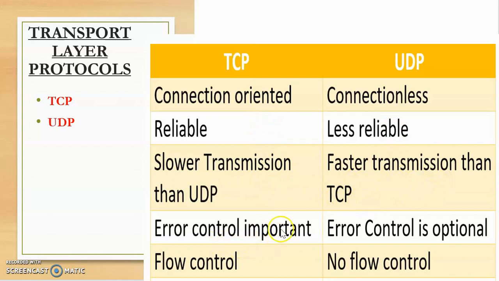Next, in TCP, error control has to be done, that is, error control is important, whereas in UDP, error control, that is checking for errors, is optional. Then next, TCP has flow control mechanisms. What is flow control? We have already discussed earlier. So flow control mechanisms are present in TCP, whereas there are no flow control mechanisms used in UDP. As a result, it may discard some of the packets. So TCP is used where reliability is important, whereas UDP is used in application protocols which require faster transmission.